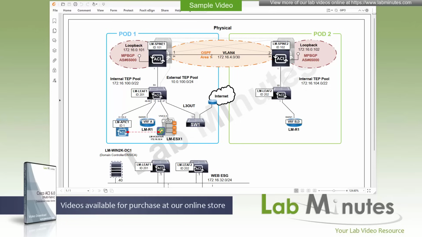The feature is incompatible with multi-site, remote leaf, GOLF, Cloud ACI, and APIC over layer 3. And if you closely look at those sets of features, those are the ones that require IPN. For the connections between spines, it is recommended for you to have full mesh, although partial mesh is certainly supported.